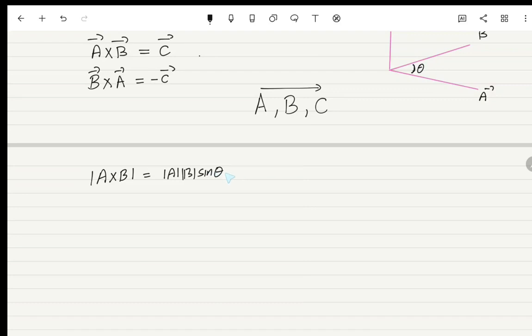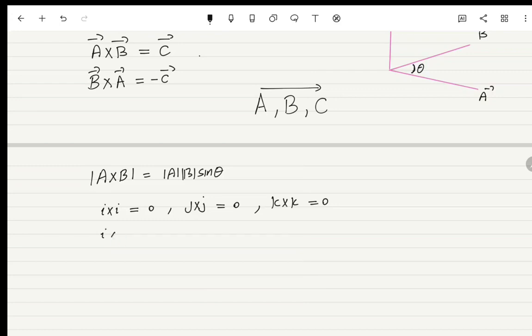Now, based on this definition, I cross I equals, the magnitude of I and I is just 1 here, but the angle between I and I is 0. So sine 0 equals 0. So this one is 0. And J cross J, for the same reason, equals 0. K cross K, again, is equal to 0.